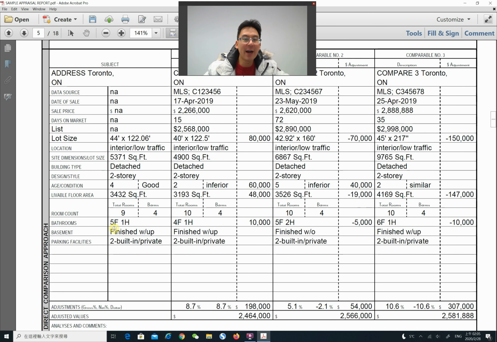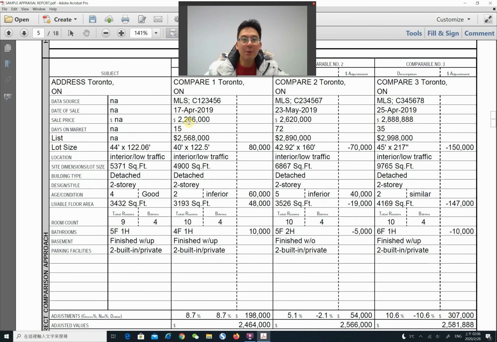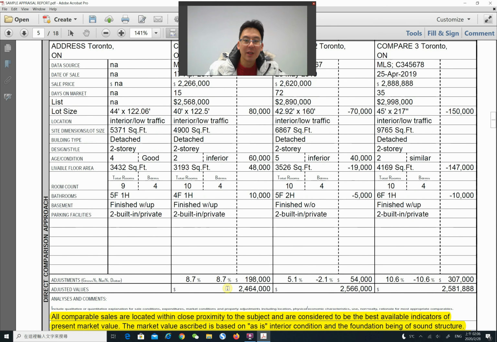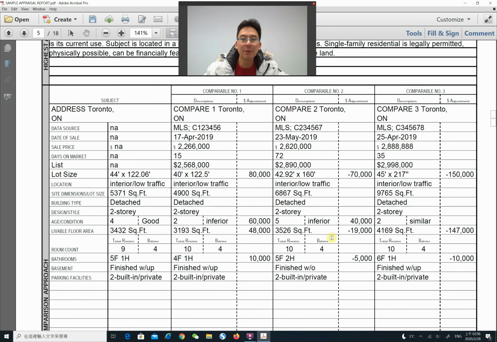Bathroom, they have 5 full bathrooms, whereas this one is only 4. So they add another $10,000 there, right? So overall, $2.2 million for a smaller house. This is a bigger house, so therefore, based on this calculation, the adjusted value should be 2.4 million. Look at this comparison.